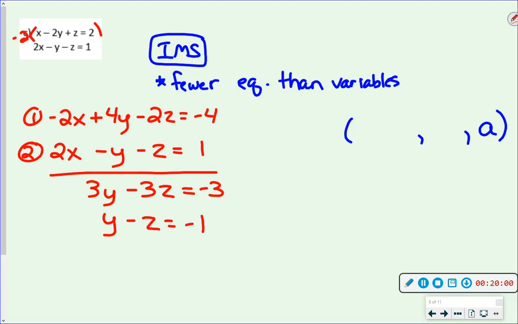Now, I want to get my expression for y. So, I'm going to rewrite this. Think of that as an a instead of a z. And I would add a over.